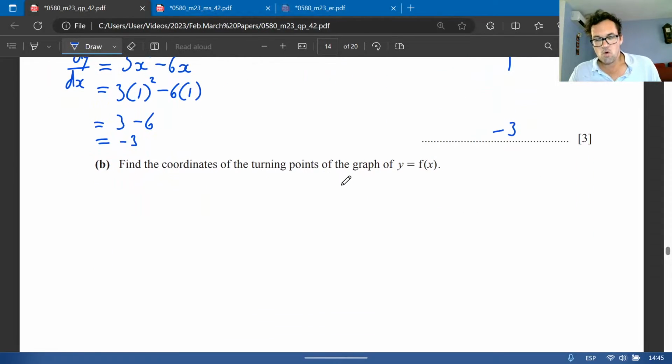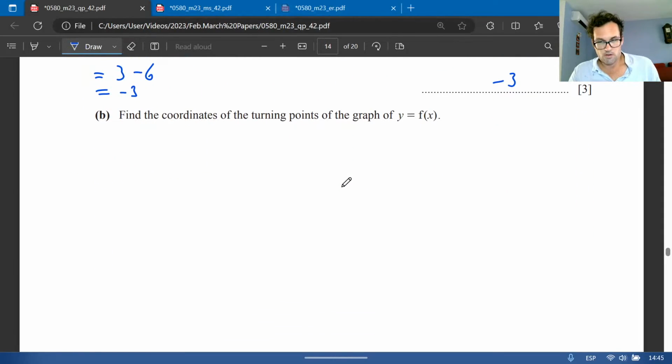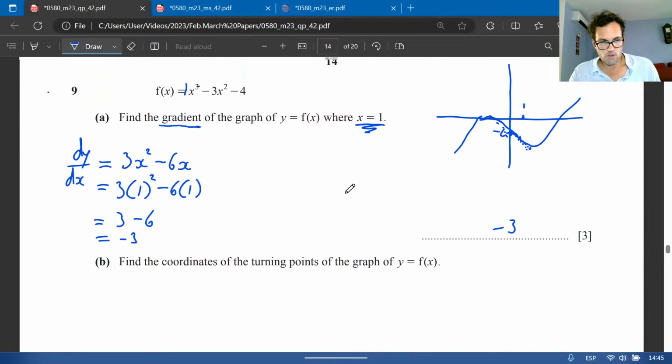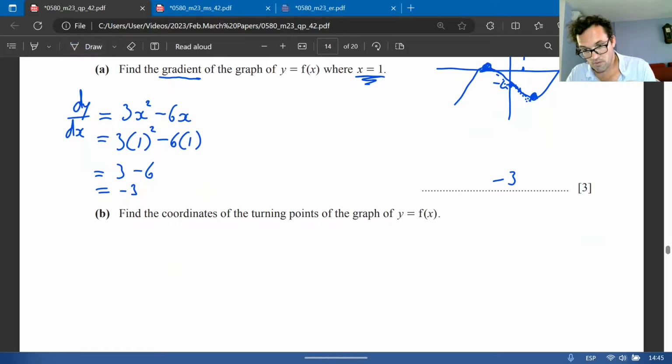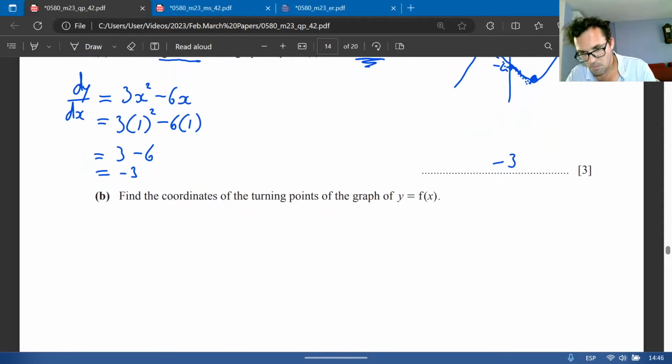Find the coordinates of the turning points of the graph. So the turning points would be where the graph turns, there and there. What happens at those points? Well, the gradient is 0 because that's where it goes flat. Gradient is 0. So again, we need to differentiate, which we've already done. So we're just going to copy that.